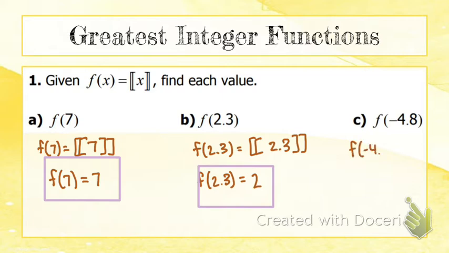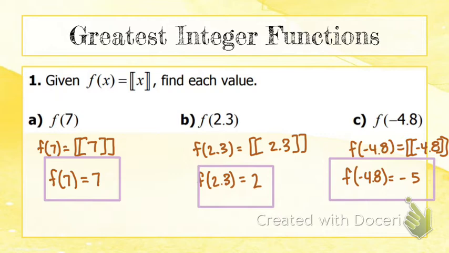Then for part C, we have negative 4.8. So f of negative 4.8 is equal to the greatest integer less than or equal to negative 4.8. And again, when we think about our number line, less than is to the left. So even though mentally you may think, oh, if I'm rounding down, I'm going to get negative 4, that's incorrect because negative 5 is actually less than negative 4. So when you're looking at negative numbers, remember you're going to the left on the number line, not towards 0. So f of negative 4.8 is going to equal negative 5 because negative 5 is the largest integer that is less than negative 4.8.